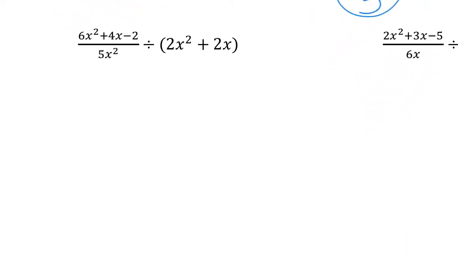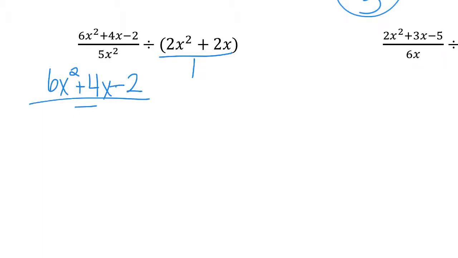All right. One more example and one more for you to try. Factoring. Oh, this one has a coefficient, so let's talk about how to factor that after we flip it. Now, if we're dividing by just a polynomial, not a fraction already, what do we do? We put it over a 1, and then we flip it. So we have 6x squared plus 4x minus 2 over 5x squared times 1 over 2x squared plus 2x. Now we can factor.